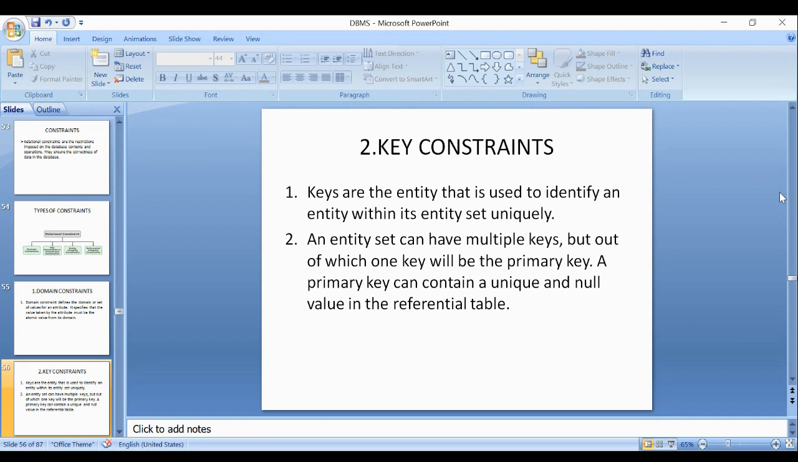Now coming to the second one, that is key constraint. Keys are the attributes that are used to identify an entity within its entity set uniquely. An entity set can have multiple keys, but out of which one key will be the primary key. A primary key contains unique and not null values in the relational table.